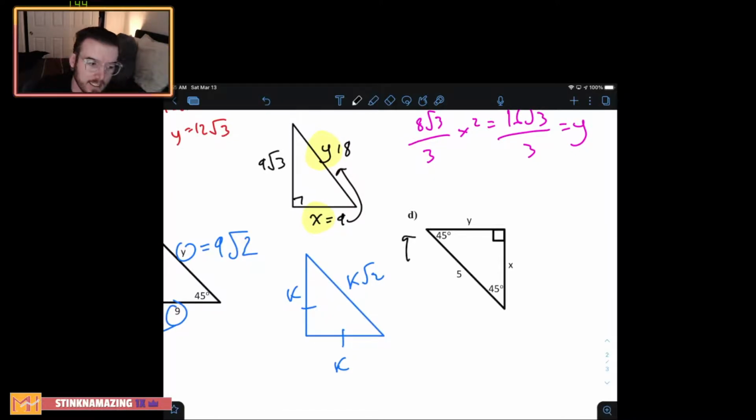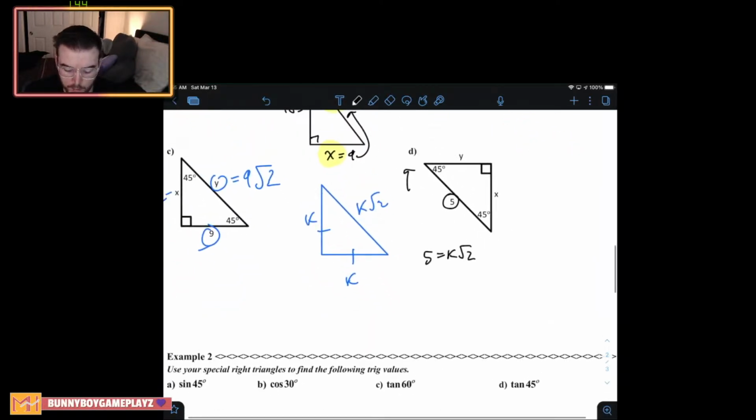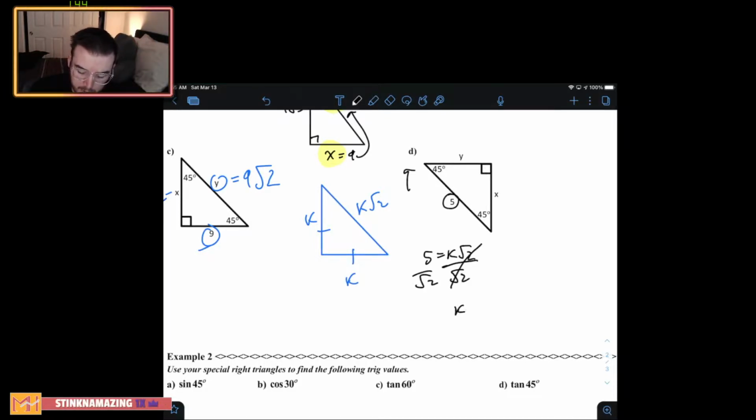So let's look at example D. We know that the hypotenuse is k root 2. I'm still going to divide by root 2 here to cancel that out. So k equals 5 divided by root 2. I need to multiply by root 2 over root 2 to cancel out the root, and I end up with 5 root 2 over 2.